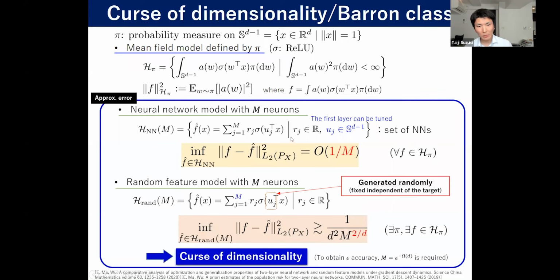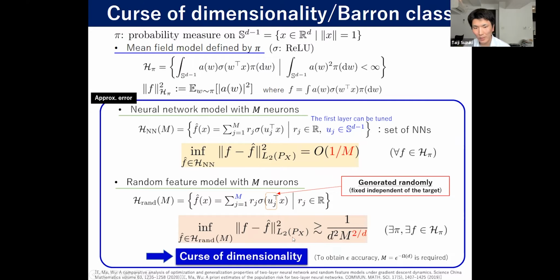But what happens if you fix the first layer's parameters? In this neural network model, you can tune both the first layer and the second layer's parameters. But what happens if you fix the first layer's parameters? The answer is something like this. Let us consider the so-called random feature model, where we randomly generate the first layer's parameters and fix them. So we don't train the first layer's parameters. We only train the second layer's parameters. Then the approximation error is lower bounded by this quantity.